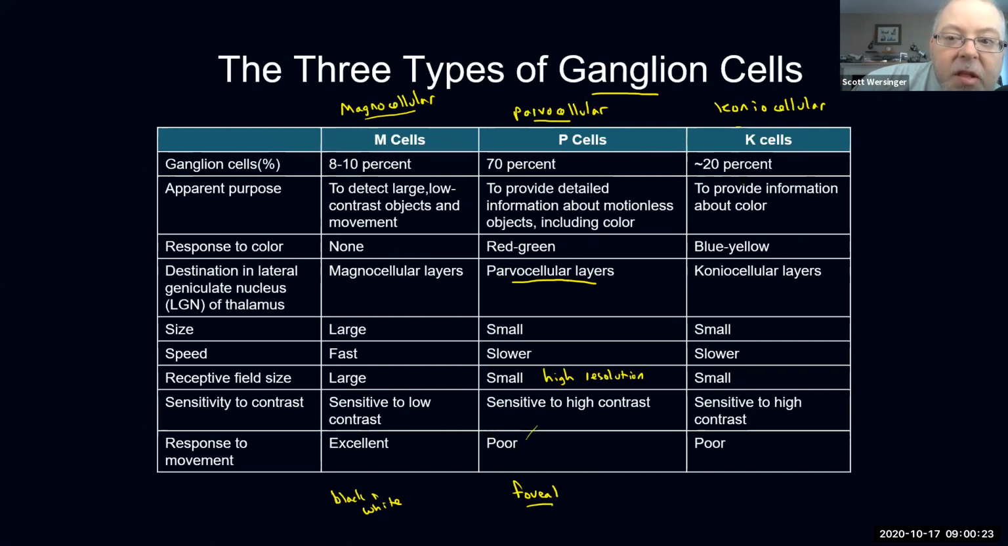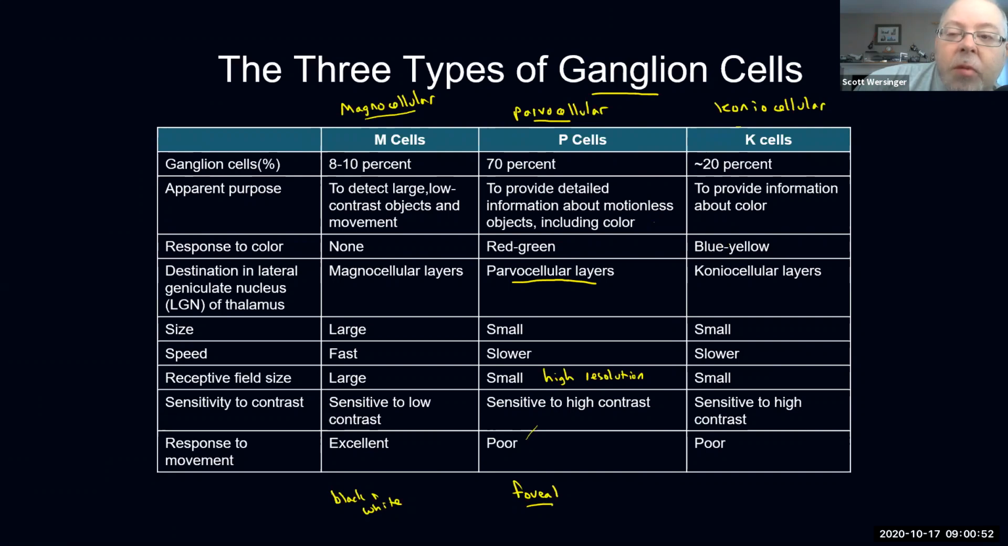The coniocellular are going to provide information specifically about color. These are also small cells, or slow, small receptive size. These are similar in many ways to the parvocellular, except they provide information primarily just about color and blue yellow.